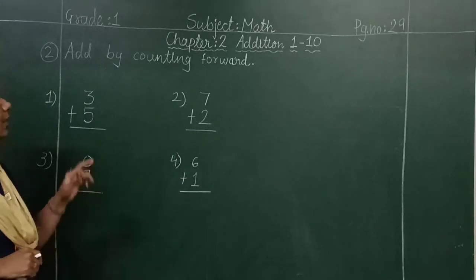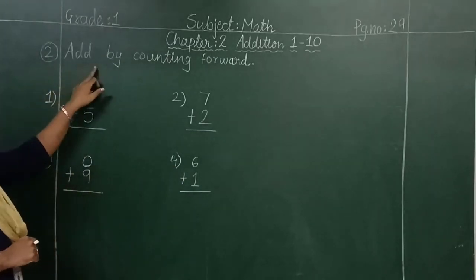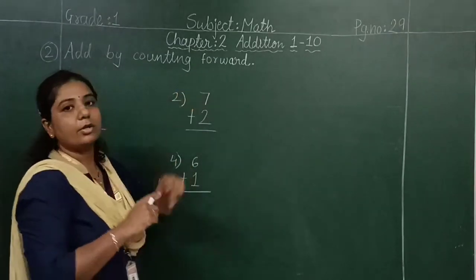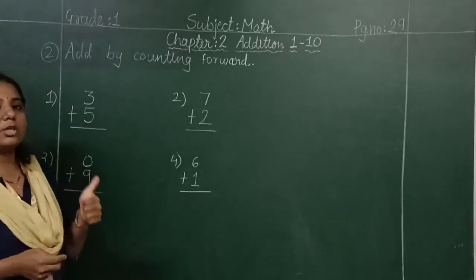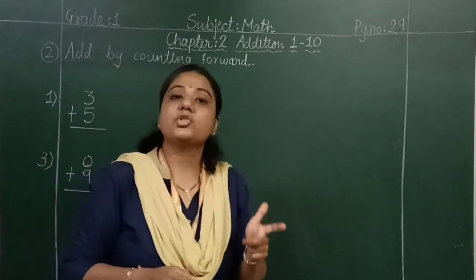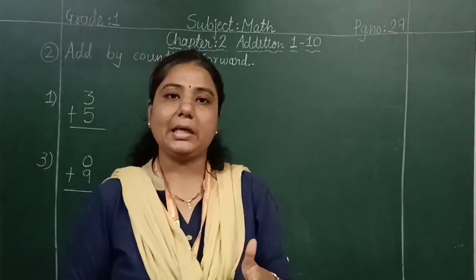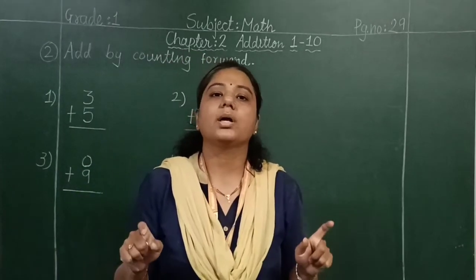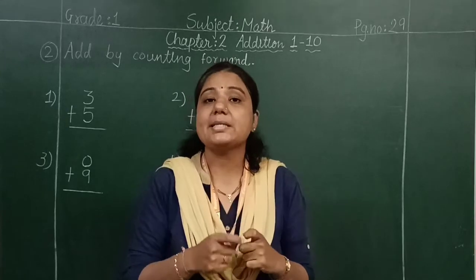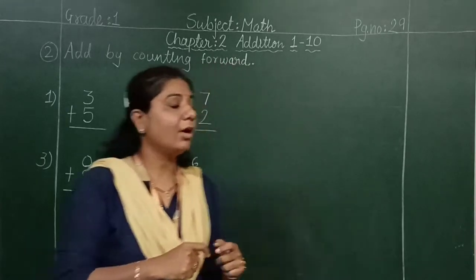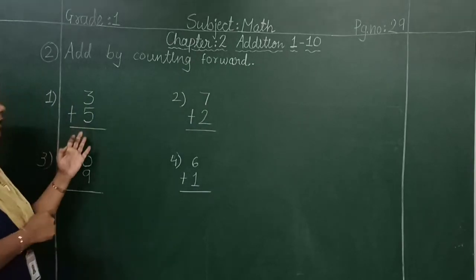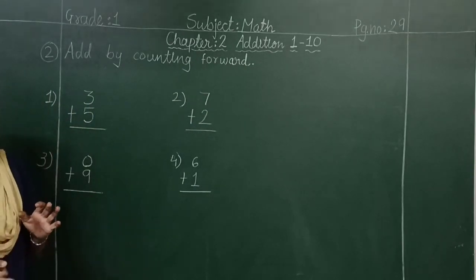Another exercise, page number 29. Exercise number 5, part 2, add by counting forward. You have to add by counting forward. Yes, we learned the dots method, we learned counting by looking at pictures, and we learned counting on the number line too. In that also, after adding, we have to write down the answers in the box. Now, here, you have to see the number and count.